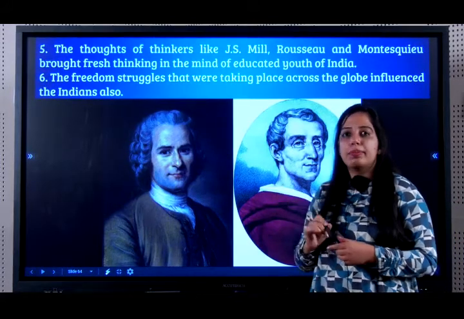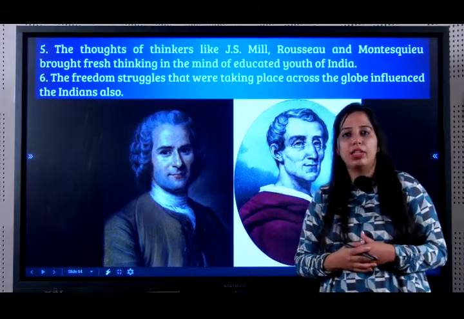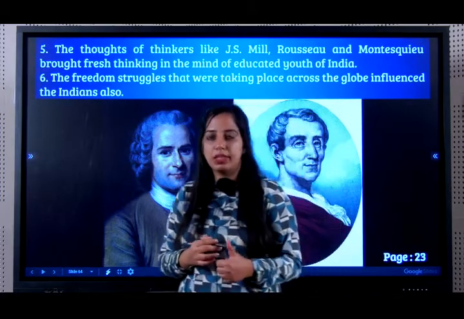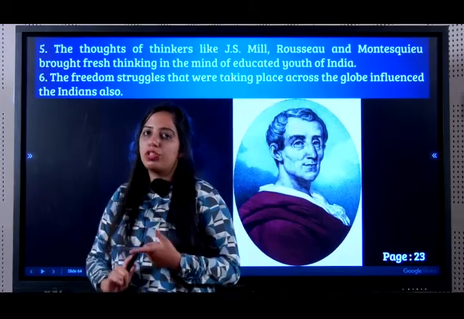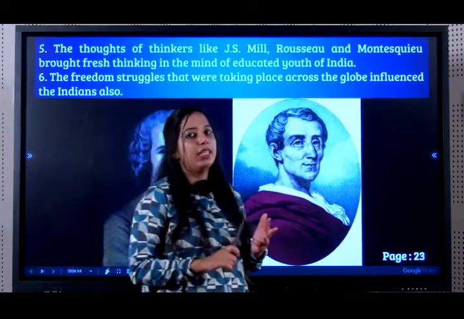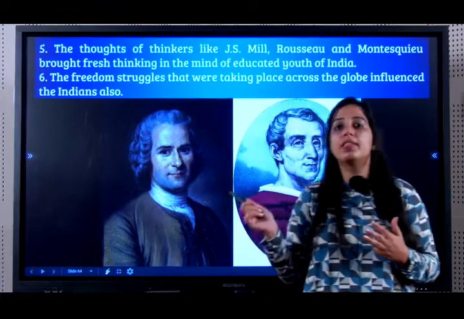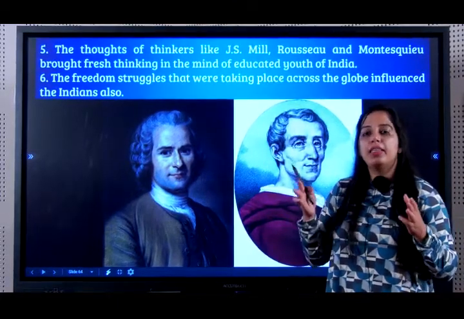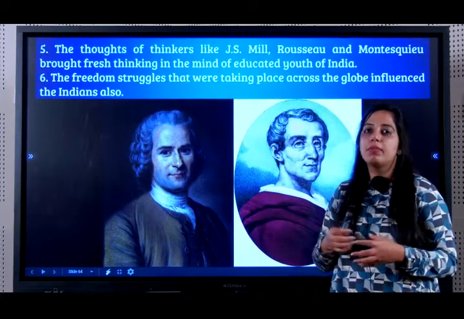So students, this brings us to the end of the education system. You all need to clearly know which are the Governor Generals who supported. You need to know the contributions of Charles Wood. You also need to know the contribution of Macaulay. And then you need to know all the 6 points on how the British impacted the modern education system of India.